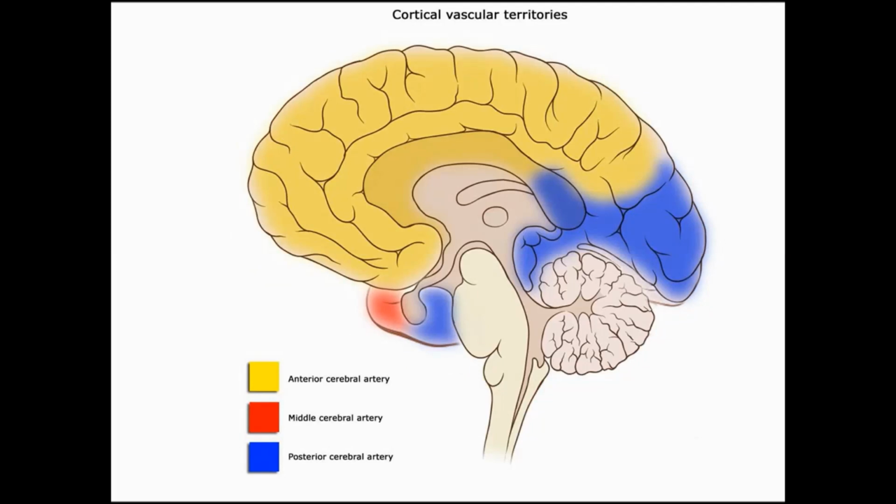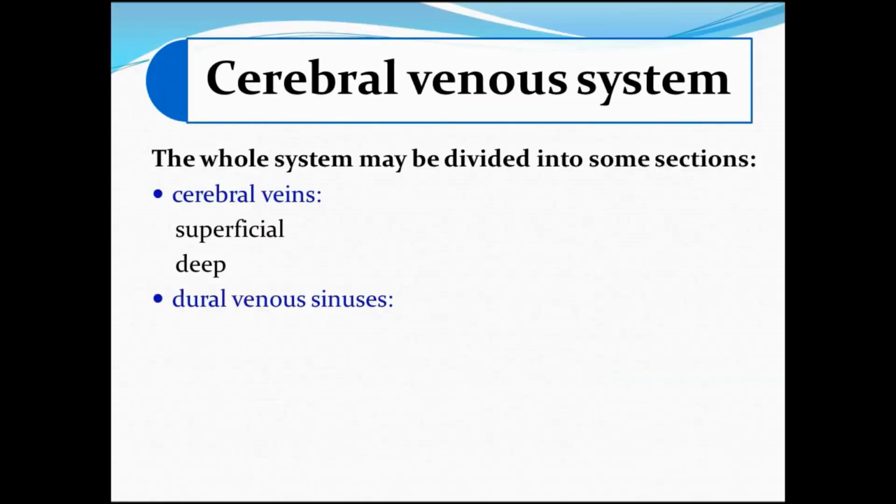On the medial surface, most of the medial surface of the brain is supplied by the anterior cerebral artery, including the frontal lobe and the anterior area of the parietal lobe. The occipital lobe is supplied by the posterior cerebral artery, and here a small portion, which is the superior portion of the temporal lobe, is supplied by the middle cerebral artery.